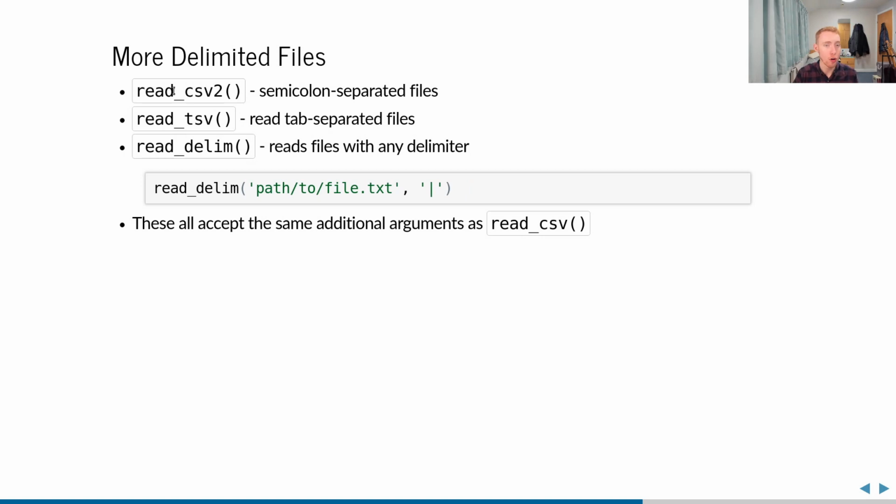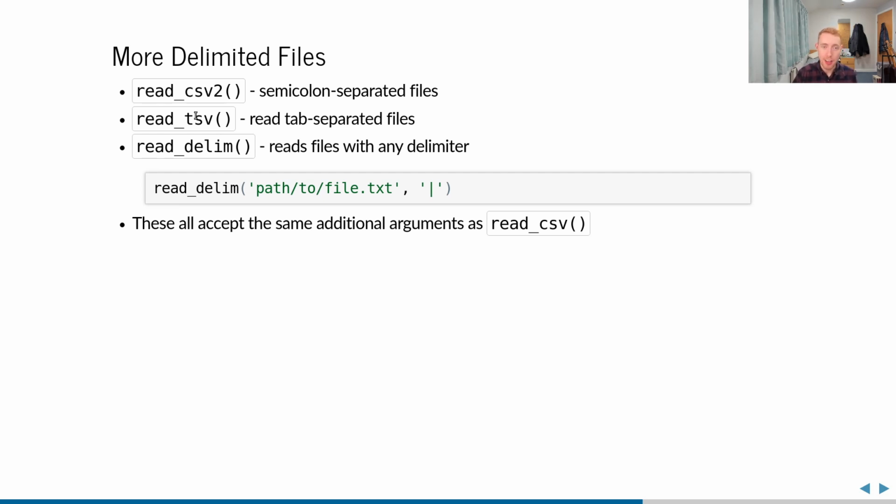We have read_csv2. That is for semicolon separated files. So files similar to CSVs, but rather than commas for separating values, we use semicolons. And these are often used in Europe, where a comma is used as a decimal separator.